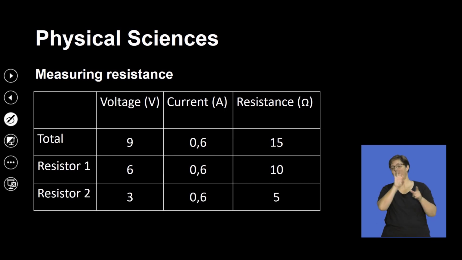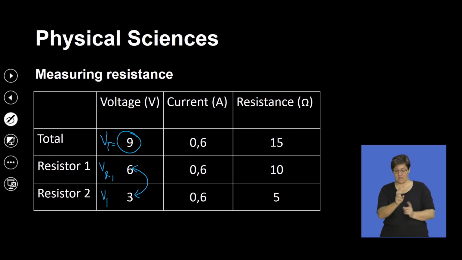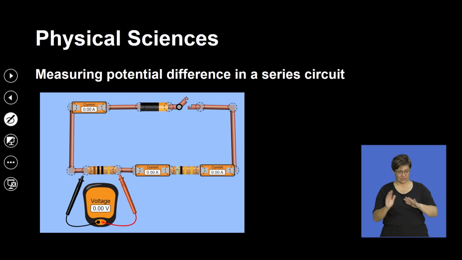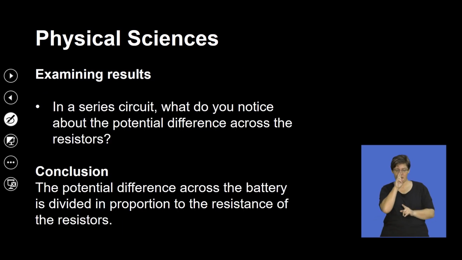So we realized that the 6 plus 3 gave us the total of 9. This is V total, this is V across R1, and this is V across R2. If you add the 3 plus 6, you actually get that 9. So in a series circuit, what is it that you notice about the potential difference across resistors? In conclusion, we can say that the voltage or the potential difference across the battery is divided in proportion to the resistance of the resistors.